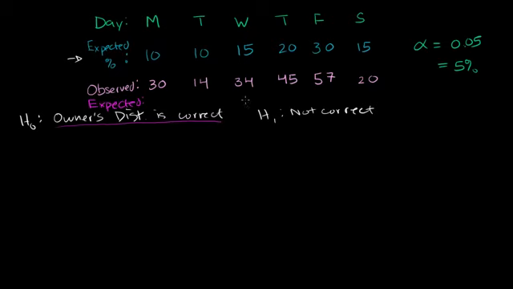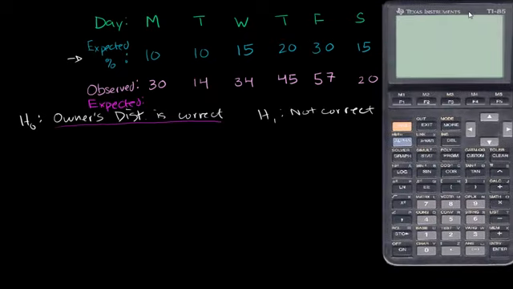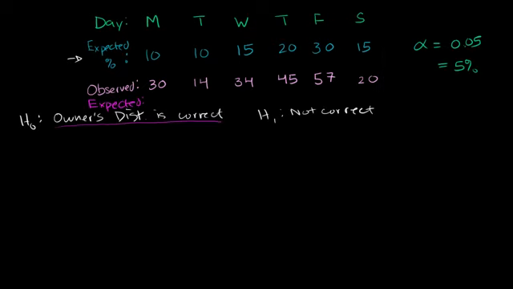Now to figure out what that actual number is, we need to figure out the total number of customers. So let's add up these numbers right here. So let me get the calculator out. So we have 30 plus 14 plus 34 plus 45 plus 57 plus 20. So there's a total of 200 customers who came into the restaurant that week. So let me write this down. I wrote the total over here. I had 200 customers come in for the week.